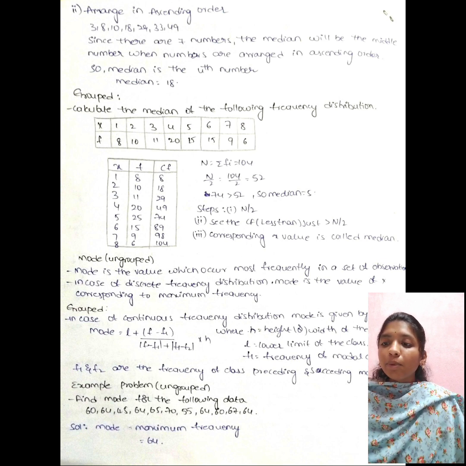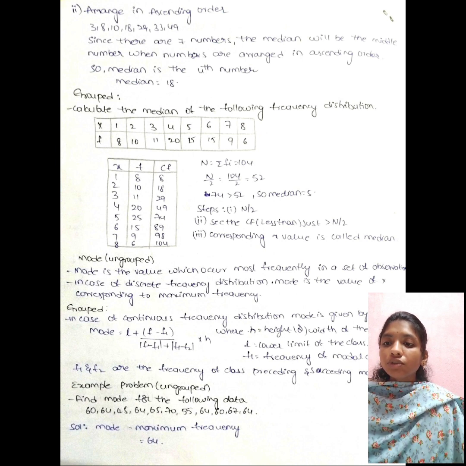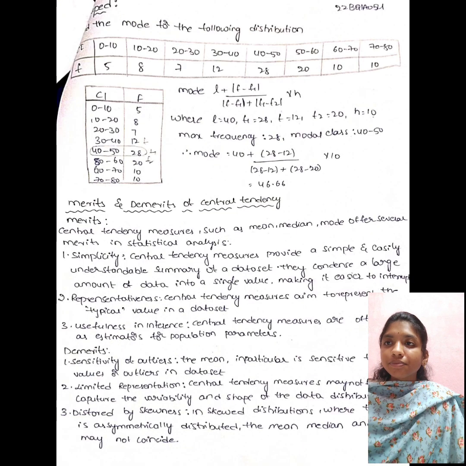Here is the example problem on ungrouped data. To find the mode, these are the values 60, 64, and so on. These are our required data, and in the solution, mode is equal to maximum frequency. Here 64 is obtained 1, 2, 3, 4 times. So the maximum frequency we have is 64. So 64 is the answer.